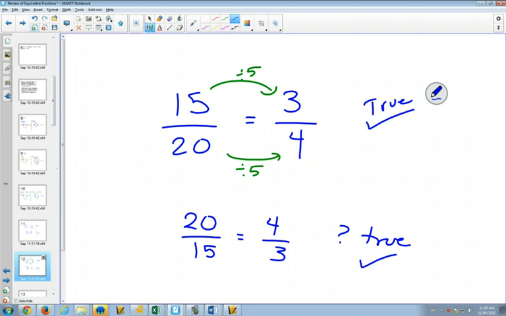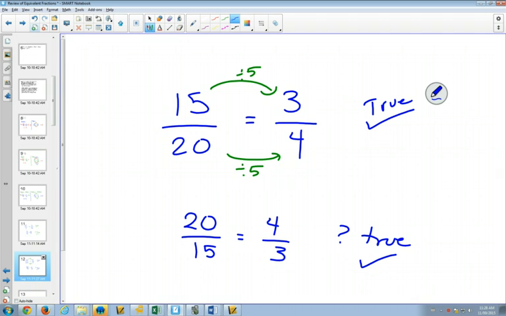Now, we've done two examples. I'm going to tell you that this is always true for fractions. If you've got two equivalent fractions that are equal, and you flip them, they'll still be equal. They will be different numbers, because 20 over 15 isn't equal to 15 over 20, but you will still have an equation that is true.